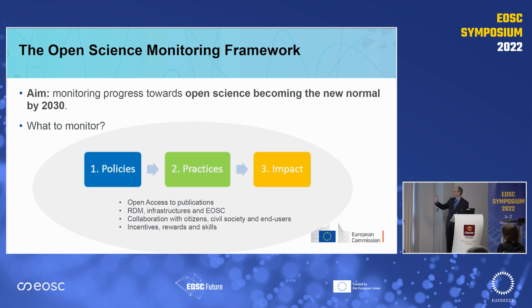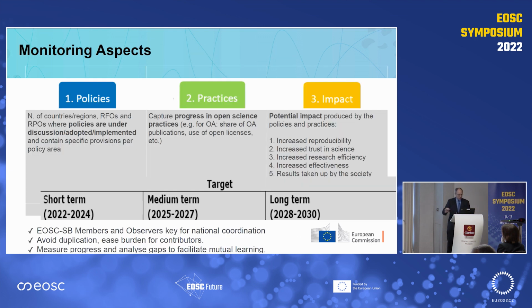So we want to monitor policies, then the practices like the investment, and then finally the impact. I go a bit faster, and perhaps to take away here that we really aim finally at the impact of what we are doing. We want to increase the reproducibility, we want to increase the trust in science, we want to make research more efficient and more effective, and we want that all these results we are financing in the countries are then used not only by the researcher who has produced them, but by other communities, and by the society at large.